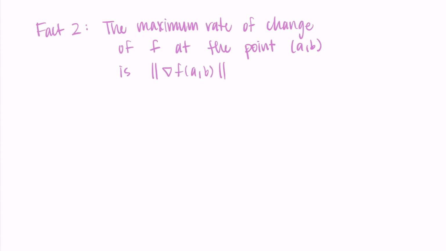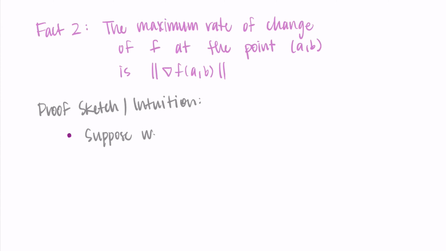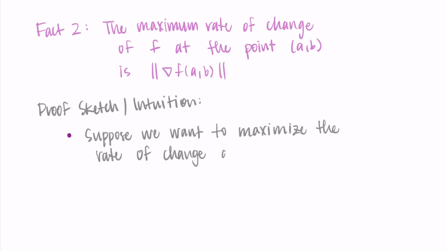Okay, so let's return to our second fact, and we'll go through a little bit of a proof for why this is true. Specifically, we're claiming that the maximum rate of change of our function at a point is the magnitude of the gradient at that point. Okay, so let's first suppose that we're trying to maximize the rate of change at a given point, and we're going to show that the maximum rate of change is specifically the magnitude of the gradient.